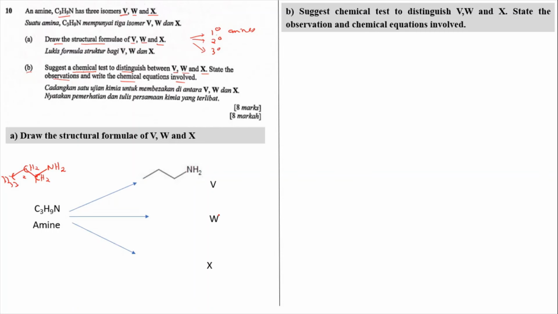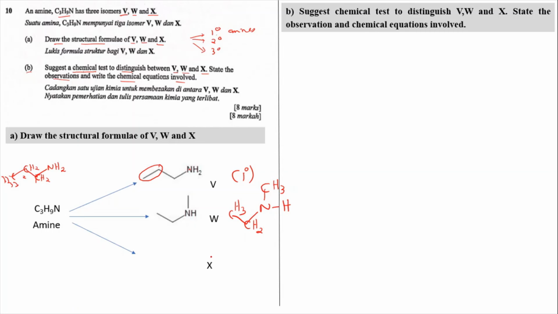Okay, and then for the next isomer, which is W, you know that V is a primary amine, and now in order to create a secondary amine, you can bring one of the methyl groups and attach it with the nitrogen here. So it's going to look something like this. The number of carbon is still maintained, which is 3 carbon, and then the number of hydrogen, we have 4, 6, and 9. Still maintained C3H9. So our structure is going to look something like this.